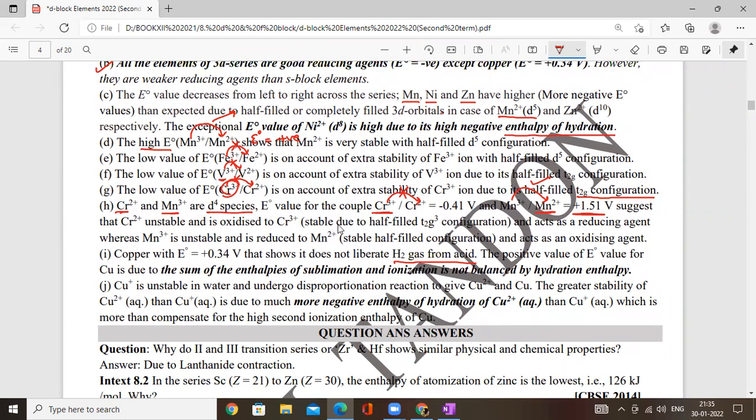वो आपने रिएक्टिविटी सीरीज में भी देखा हुआ है. Need not to tell you that रिएक्टिविटी सीरीज में कॉपर जो होता है वो हाइड्रोजन के नीचे होता है. That is clear. The positive E naught value, that is the most important thing. Why the E naught value of copper is positive? We will be discussing this question right now. The reason is the sum of the enthalpy of sublimation and ionization energy is not balanced by the hydration enthalpy.